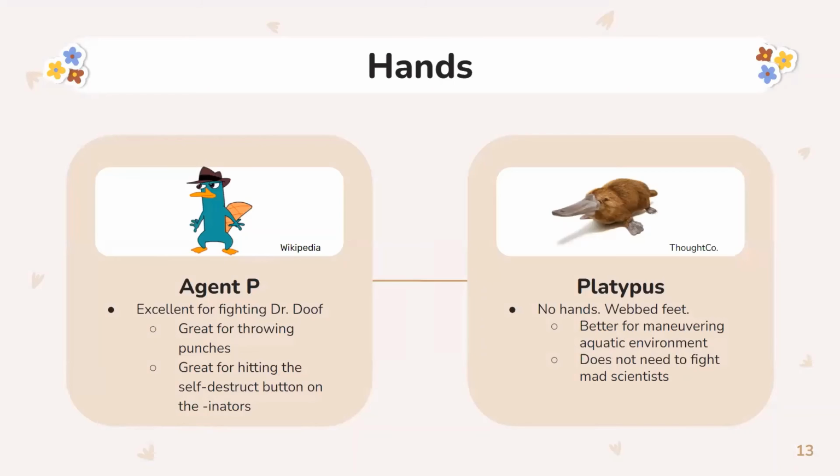And now I want to focus on hands. So, as mentioned before, Perry the platypus has 2 hands, which might be excellent for fighting Dr. Doof, great for throwing punches and hitting the self-destruct button on the Enators, but your average ordinary platypus has no hands, only webbed feet, which are better for maneuvering in aquatic environments. Your average ordinary platypus also does not need to fight mad scientists.